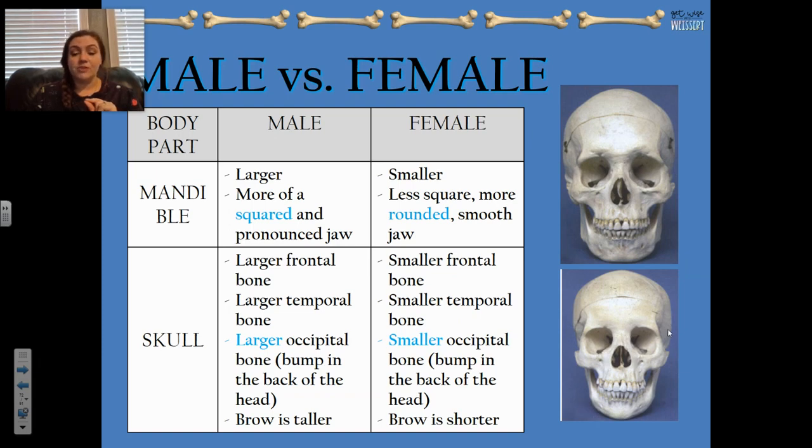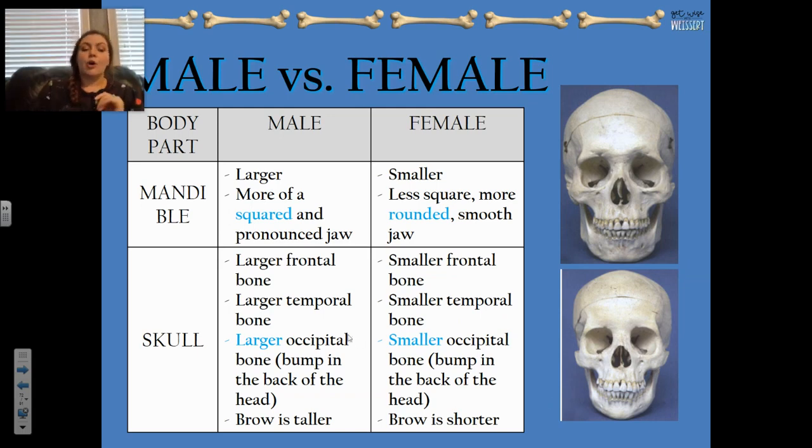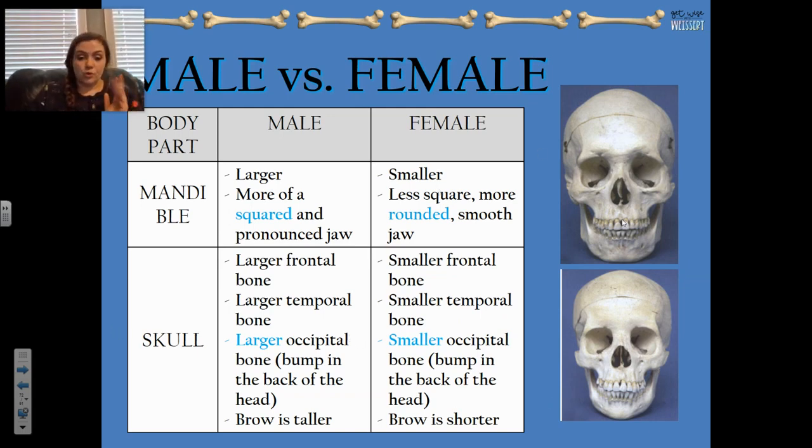So this is the female skull down here. For the female, smaller mandible, just smaller in general. You can see it's smaller in size, more rounded and more smooth. Now for the rest of the skull: larger frontal bone. That's this bone right here, okay? Larger frontal bone, larger temporal bone, so the bones off to the little side, it notches out more.